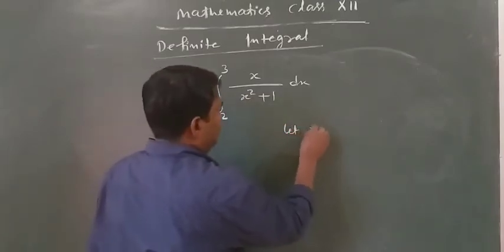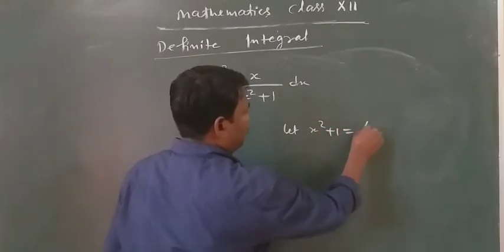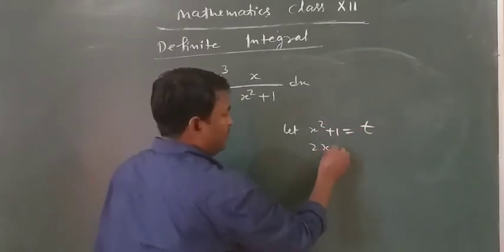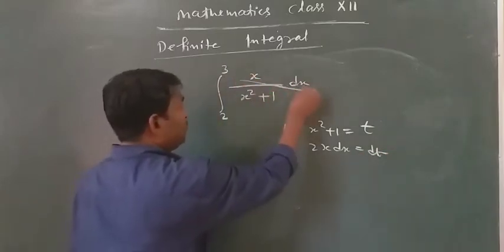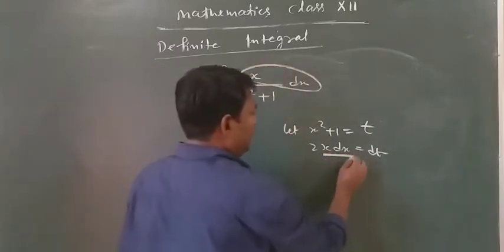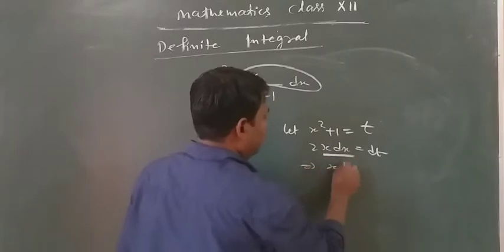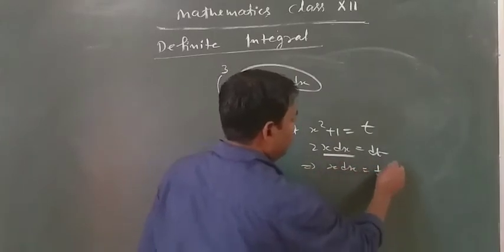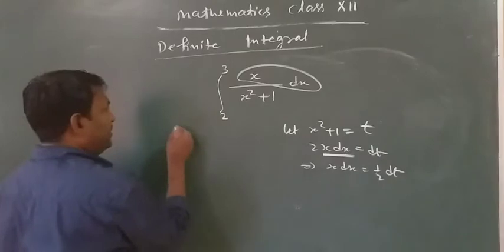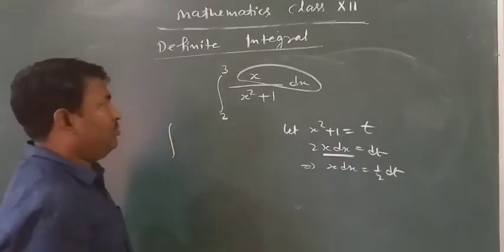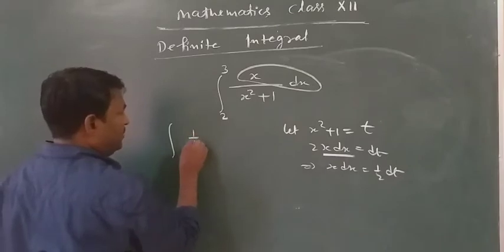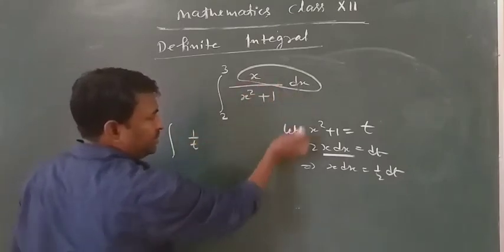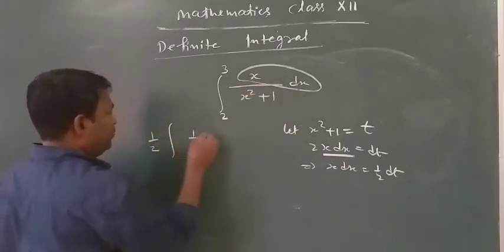Here let x square plus 1 be equal to t. So 2x dx is equal to dt. So at the place of x dx, it implies x dx is equal to 1 by 2 dt. Just replacing it, and this is t. So 1 by t at the place of x dx, 1 by 2 dt. So 1 by 2 will come out.